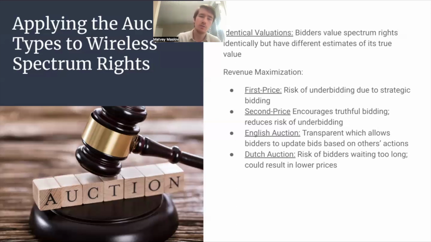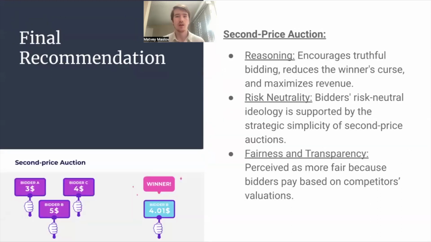With the second and first price auctions, the key component is that bidders are going to be bidding based on what they assume the other competitors have valued the spectrum rights at, and therefore they would have to be very cautious about the actual bid they're going to put out. Now, lastly, let's look at the final recommendation that I have provided, which is the second price auction as the most valuable and the most profitable auction type for this case.